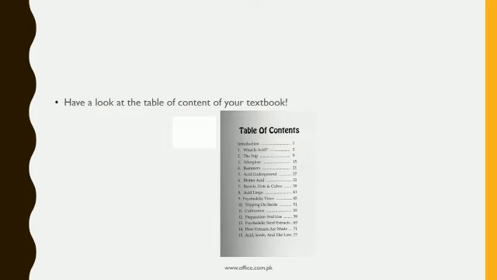Before starting to read a chapter, first you have to look at the table of contents of your textbook. In some books, there is just a simplified table of contents, like I have shown in the video, and in some books, there is a detailed table of contents with the sub-contents also mentioned. So you have to have a look at the table of contents of your textbook. It will help you to know what kind of topics you are going to cover during the course of your study. So it will be very helpful for you.